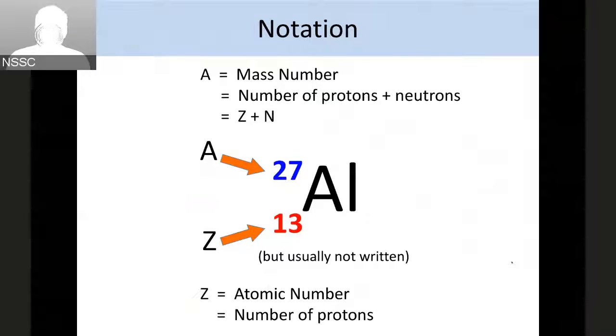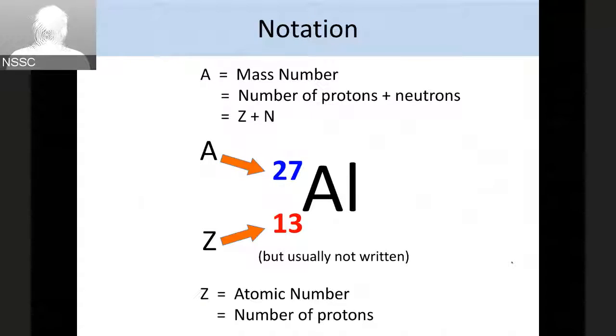27 minus 13. So the mass number is 27, and there's 13 protons, so there's 14 neutrons. So we write it like this, with the superscript in the upper left-hand corner. I guess maybe a little bit confusing if you've not seen this before.